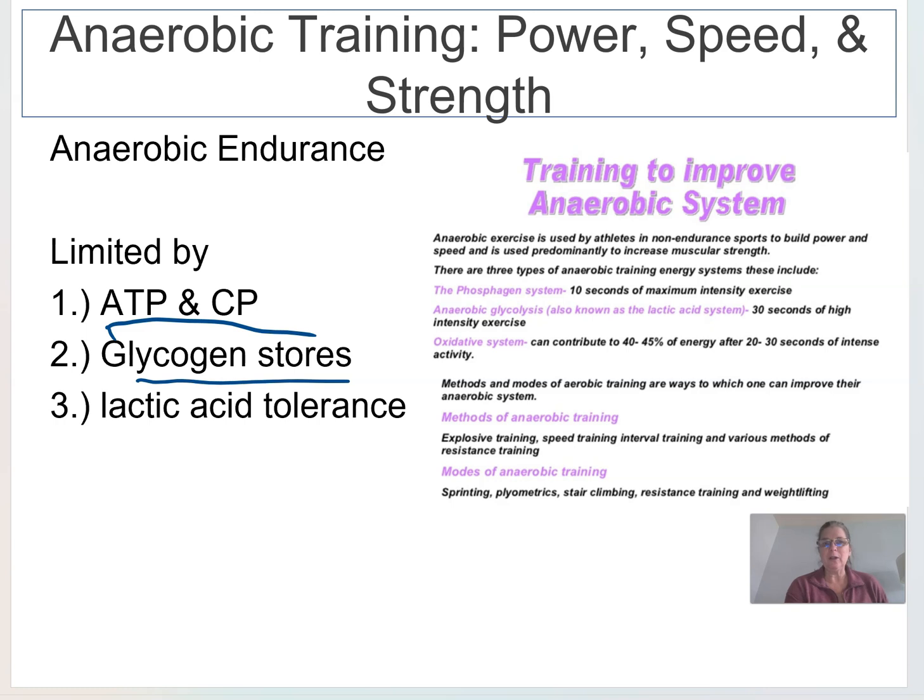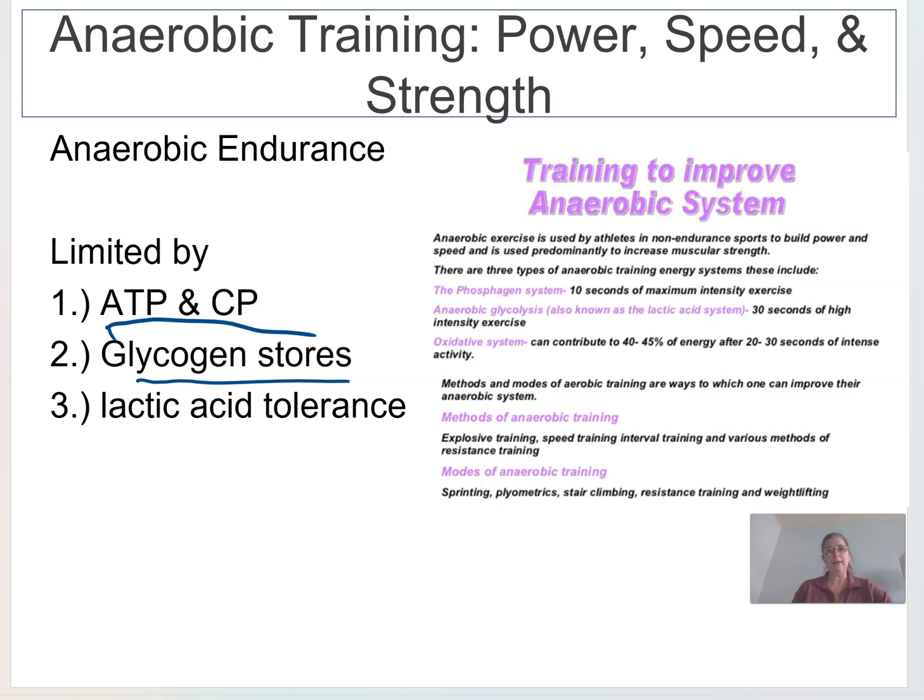Also, our ability to store glycogen, because remember that if we don't have glycogen, you basically hit the wall. If you ever tried to do something really intense and you haven't been eating properly, when you run out of glycogen, you have no glucose, and anaerobic can only use glucose for energy. So you're literally done, right? You can't go on anymore.